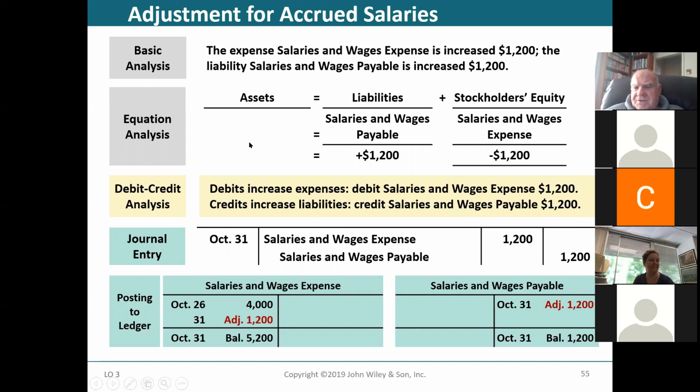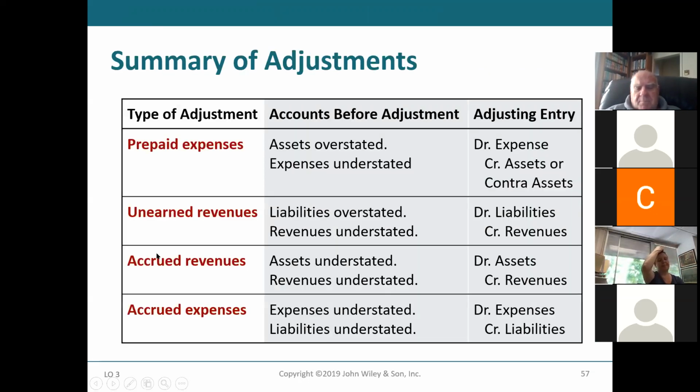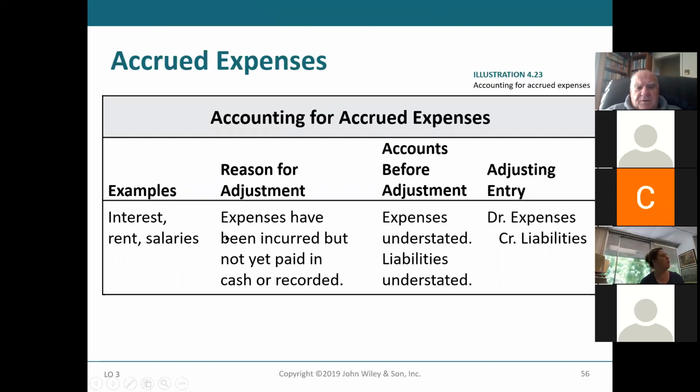I hope I'm not going too fast. These adjustments can be a little tricky until you do a few of them. Remember, you're almost always going to be debiting an expense, okay? That's a good clue. Accrued expenses: interest, rent, salaries, utilities. It can be a lot of different things. Reason for the adjustment: expenses have been incurred but not yet paid in cash or recorded. Accounts before adjustment: expenses understated, liabilities understated. Adjusting entry: you debit expenses, you credit liabilities.